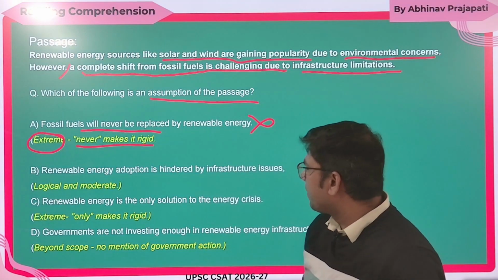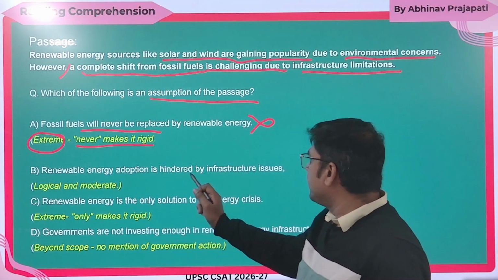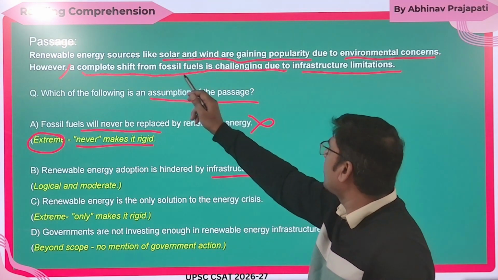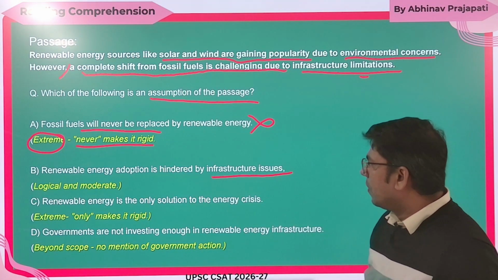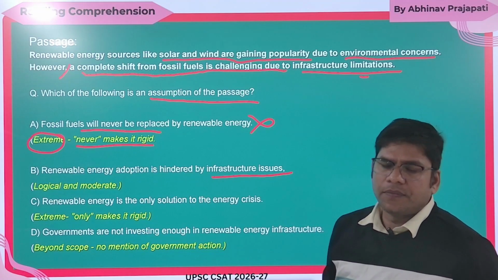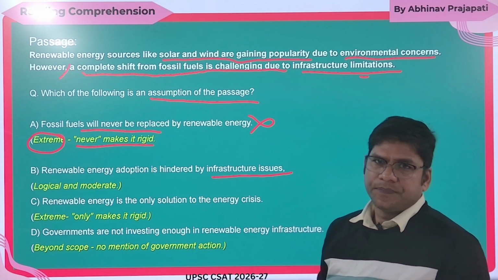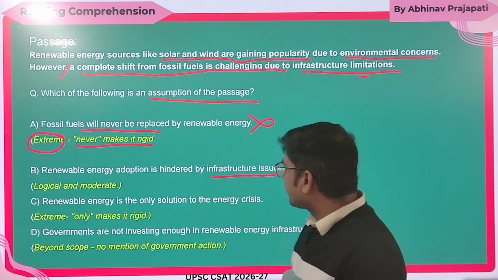Now, renewable energy adoption is hindered by infrastructure issues. This is directly mentioned. You can deduce from this statement. What is the main obstacle in the adoption of renewable energy? There is no infrastructure, no technology. So this is aligned with the passage.